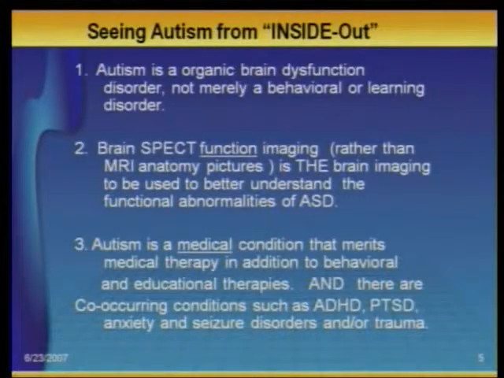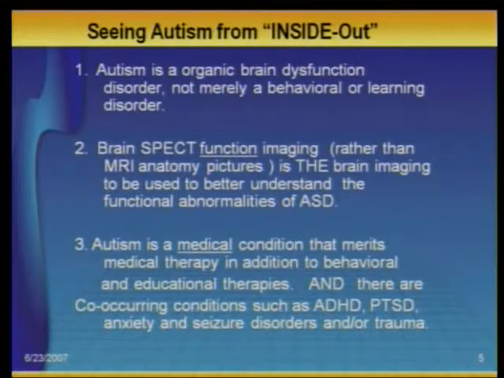So when we're thinking about autism, by now you know that this is really an organic brain dysfunction. It's a neurological problem. It's not just a behavioral problem. And then we can use functional imaging as the imaging choice because in most of the people with autism, they have normal MRI scans. And yet 100% of them have abnormal function. So it makes, to me, perfect sense to do functional imaging and not just anatomic imaging, and autism itself is a medical condition.